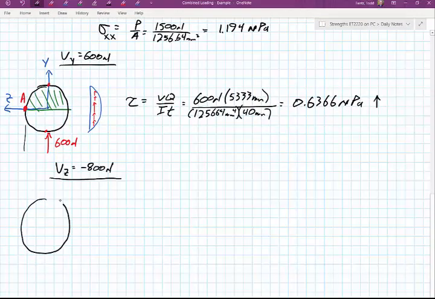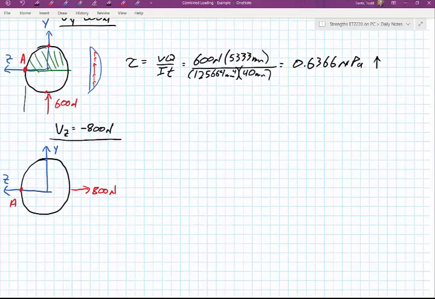Once you draw it once, it's easier the second time because you still have the same axes. Y going up, Z to the left. Point A, which I'm concerned with, is right on the side here. Now we're saying my force is going this way, and I have 800 newtons. And I want to say, well, does that create a stress at point A?